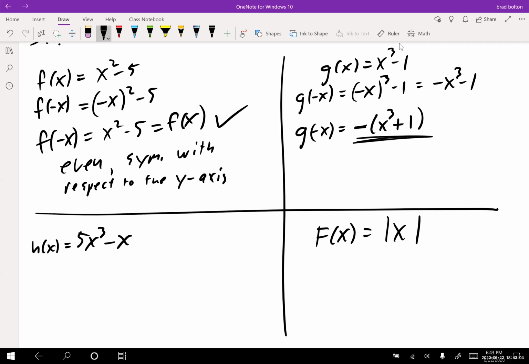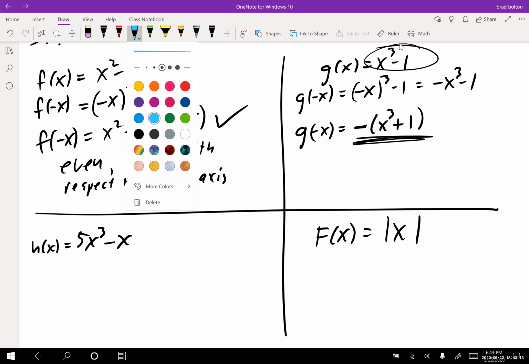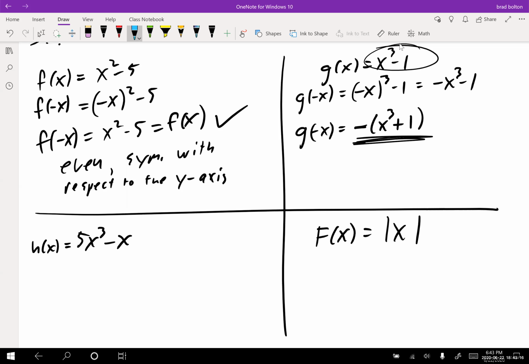Is this function the same as this function? Right? Just with the negative in front. No, it's not. It would have needed to be negative x cubed minus 1, because then this would have been negative f of x. But it's not that, so it's neither. It doesn't have symmetry with respect to the y-axis or to the origin because we couldn't factor the negative out and get the exact same function with just a negative in front.